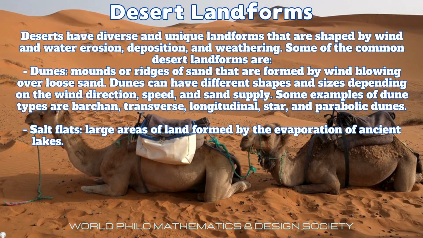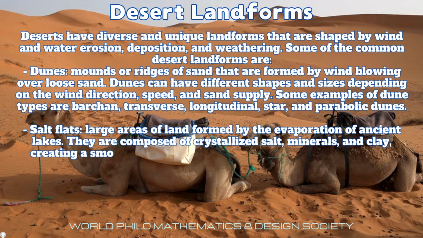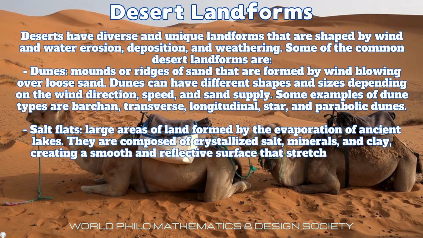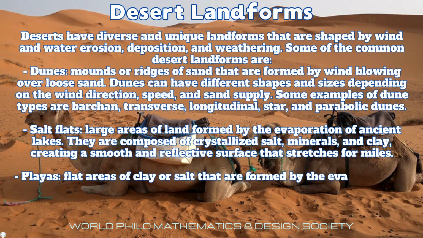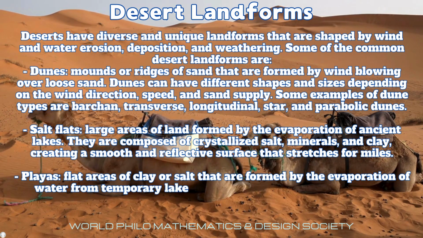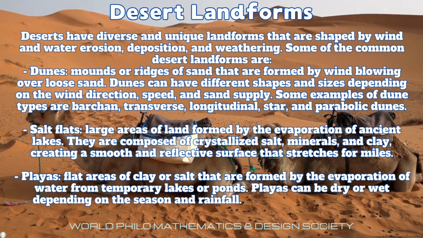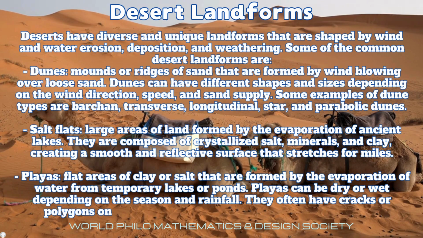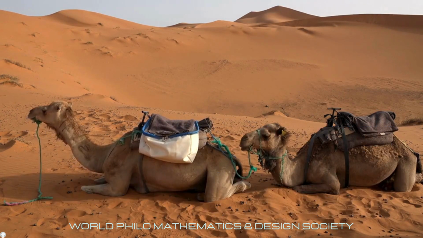Salt flats. Large areas of land formed by the evaporation of ancient lakes. They are composed of crystallized salt, mineral, and clay, creating a smooth and reflective surface that stretches for miles. Playas. Flat areas of clay or salt that are formed by the evaporation of water from temporary lakes or ponds. Playas can be dry or wet depending on the season and rainfall. They often have cracks or polygons on their surface due to contraction and expansion.